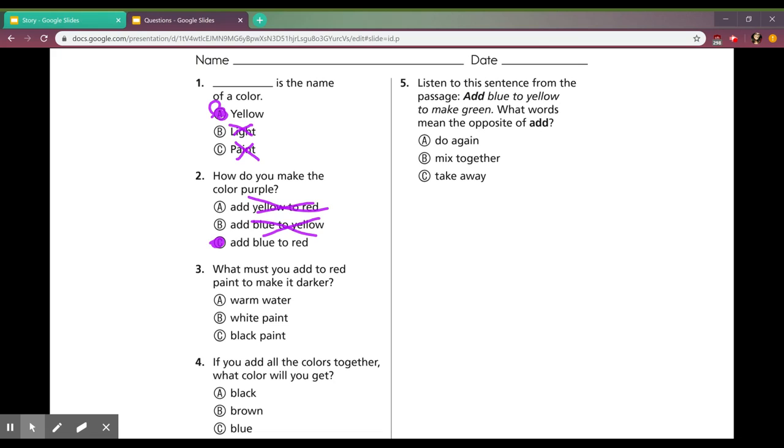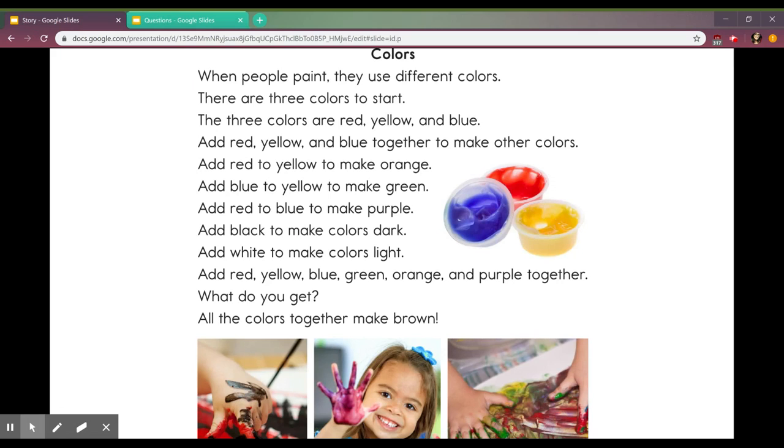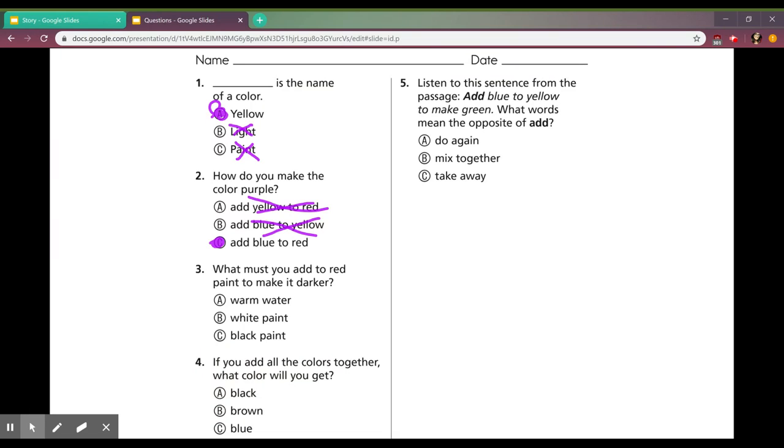Number 3. What must you add to red paint to make it darker? Warm water, white paint, black paint. Look back in my story. Right after it was telling us how to do colors, it said add black to make colors dark. So it doesn't matter if it's red, orange, yellow, blue, any color. You add black to anything, it'll make it dark. So that means warm water is not right, white paint is not right, black paint is our only choice that makes sense.